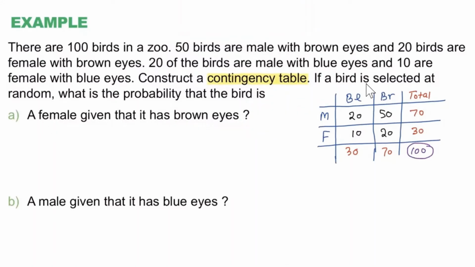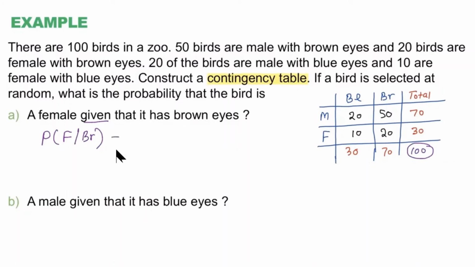What we have to do after that is, if a bird is selected at random, what is the probability that the bird is a female, given that it has brown eyes? So probability that it is female given it has brown eyes. See, as soon as you see the word given, you are using the conditional probability. If you see or, addition rule. If you see and, multiplication rule. If you see given that, then you are using the conditional probability.